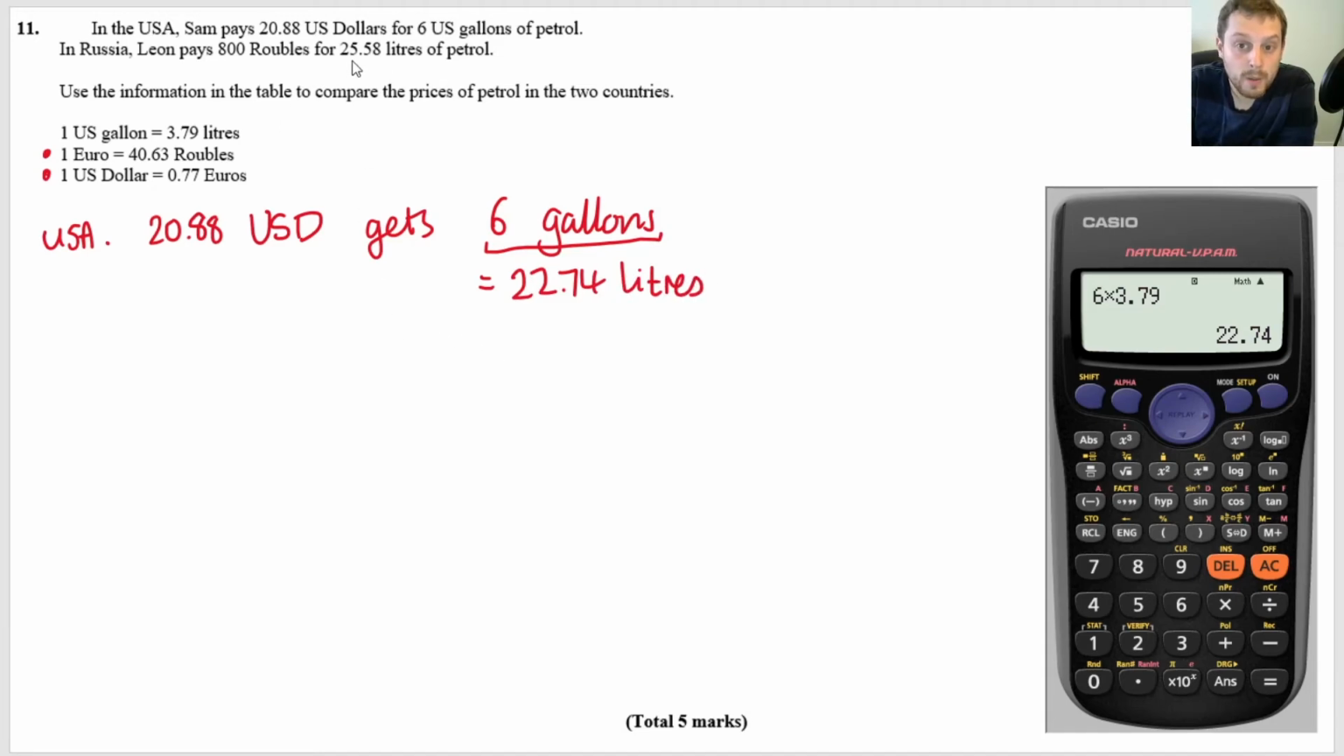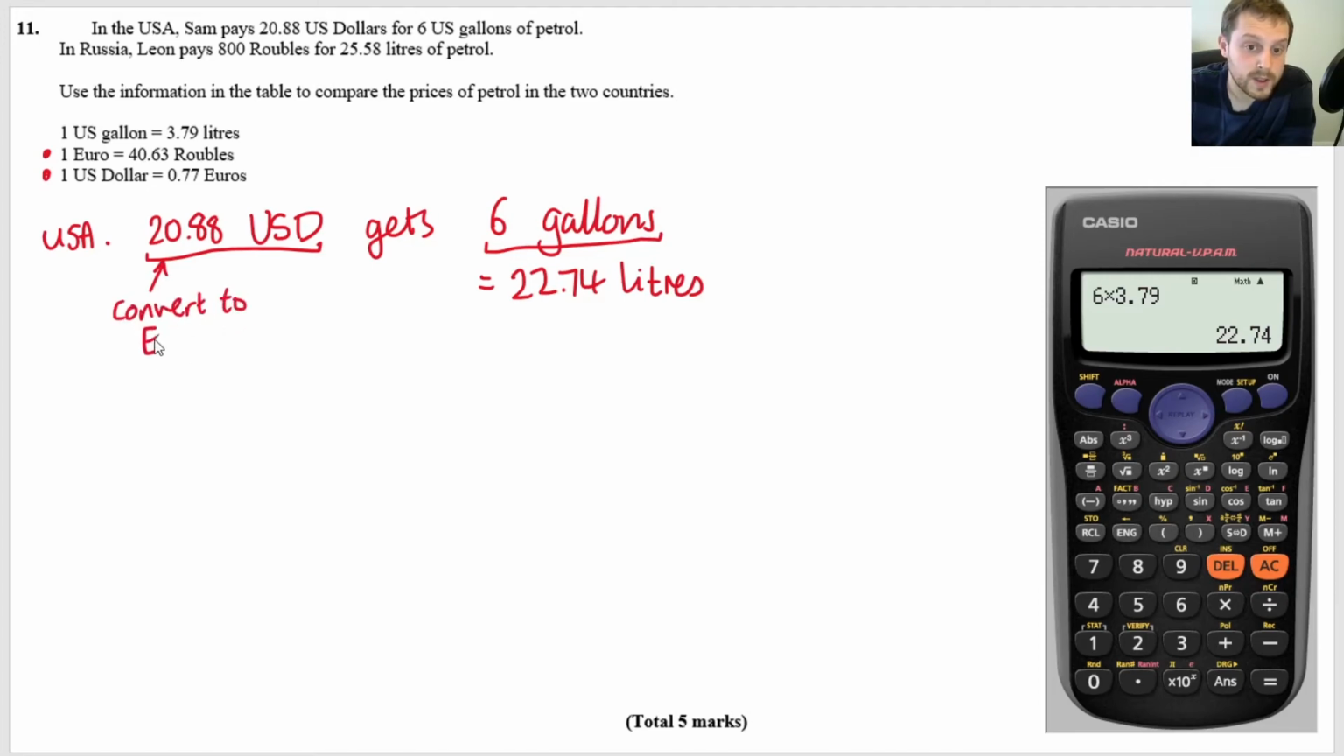So we can now compare that with the Russia statement, because the Russia statement also has liters. We are going to have to do something else at the end, because in order to properly compare them, we need to be using either the same amount of liters or the same amount of money. But we'll worry about that at the end. We also need to convert the US dollars into euros. So we want to convert this to euros.